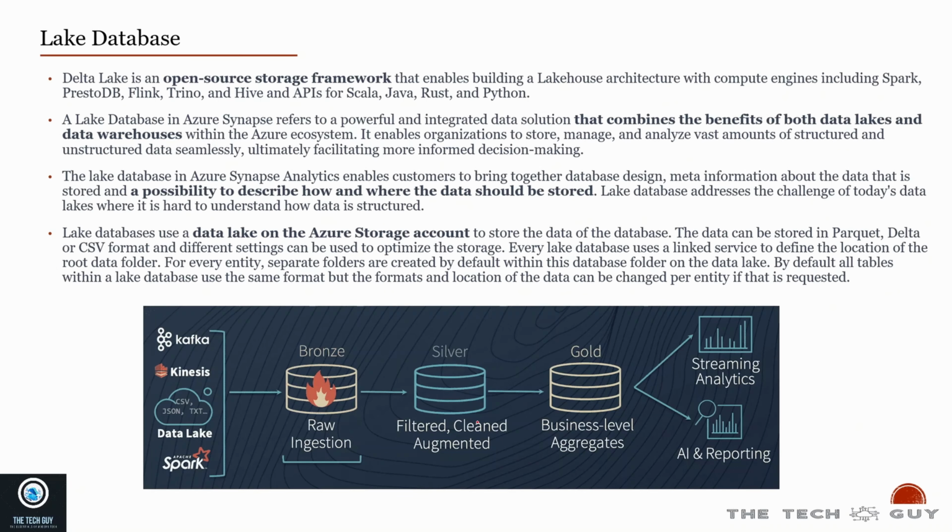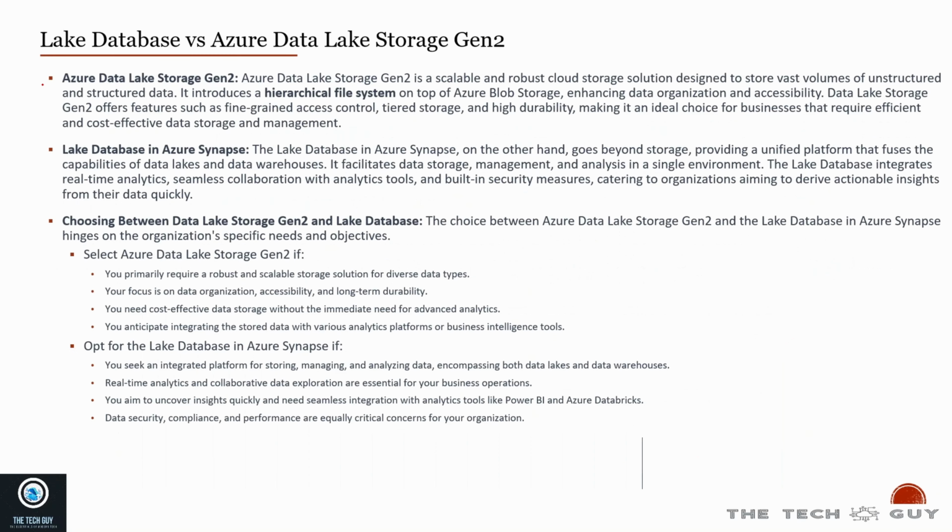So in Lake database you have different tiers. Bronze, where you just have your raw ingested data. Silver, where you'll have some filtered and cleaned data. In gold, you'll have the business level aggregation. Then you send it to streaming or AI and reporting, and then you have your data from different sources: Data Lake, Apache Spark, Kinesis, which is AWS. You can have Kafka, etc., and that is what the Lake database does.